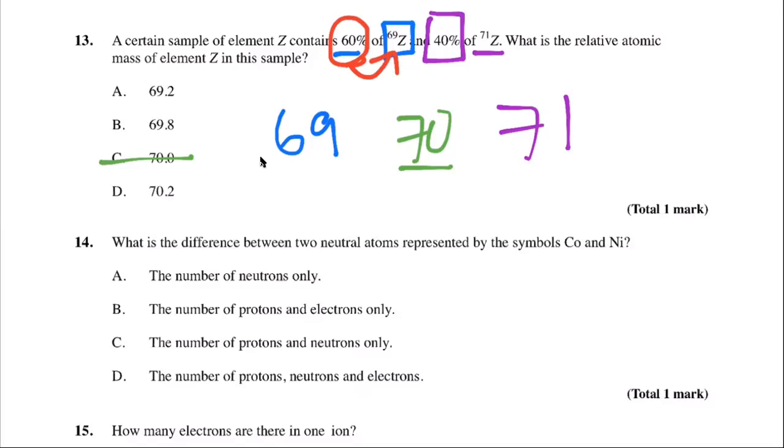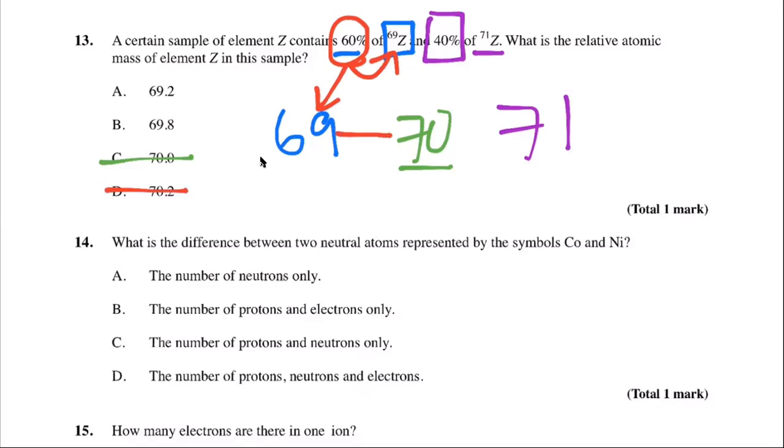So that means the average is going to be closer to 69 than it is to 71. Okay. So there's no way it can be D, because mathematically that doesn't make sense, because that one is actually closer to 71 than to 69. Do we understand why I'm saying that? We understand why that 60% makes it go that direction and not higher?